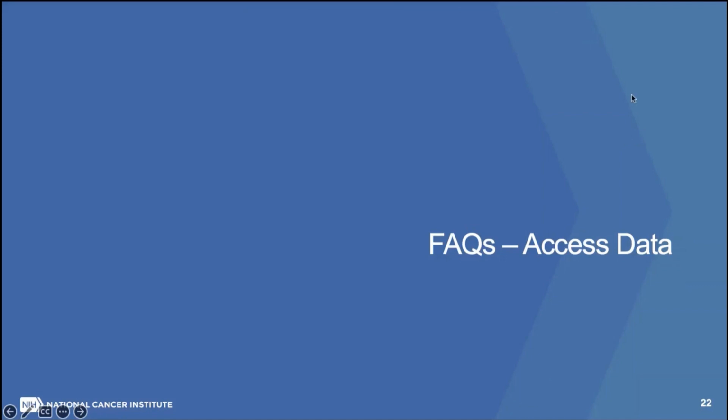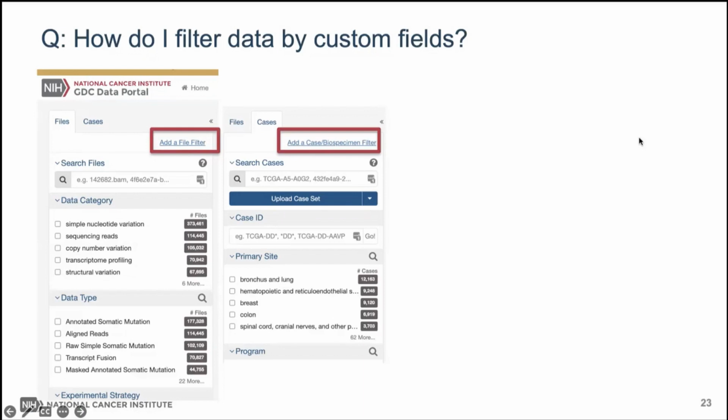So the next largest section is on accessing data. This question, how do I filter data by custom fields, is one of the most common ones we get at the help desk. And it's not always even that question, because users may not know that custom fields exist. So when you go on the portal, you'll see on the left all of the different fields. Those are the default ones. But as you know from looking at the GDC data dictionary and all of the metadata in the files, there are lots of criteria. And all of these criteria can be filtered as long as they're populated.